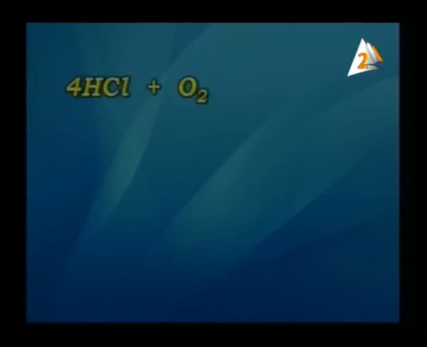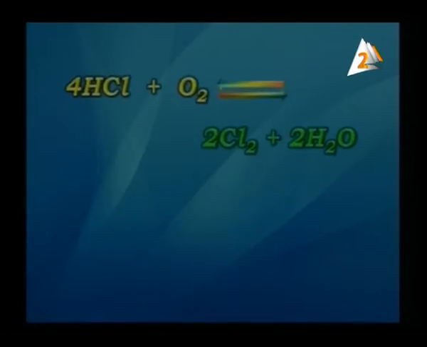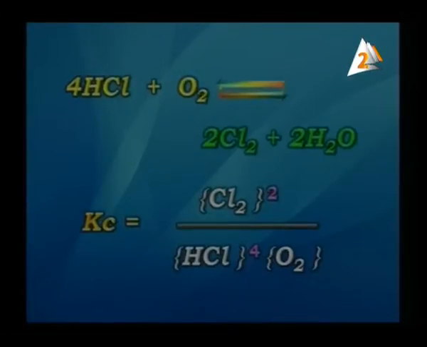Now, the answer directly: 4HCl, four molecules of hydrogen chloride, plus oxygen. The reaction reversibly goes directly to 2Cl2 plus 2H2O, and we call it Kc. That's what I need, the equilibrium constant for this. Now, what you have here is Cl2 to the power of 2, divided by HCl to the power of 4 times O2. So this is the equilibrium constant represented by this equation.